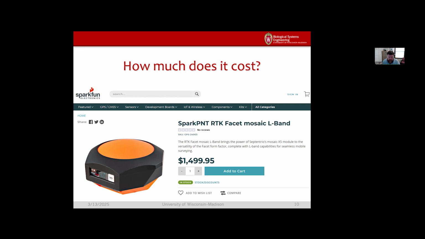But in theory, you can buy it for $1,500 and put it on top of a straight stick that you're able to make sure is level. And then you're able to essentially use your phone, connect.